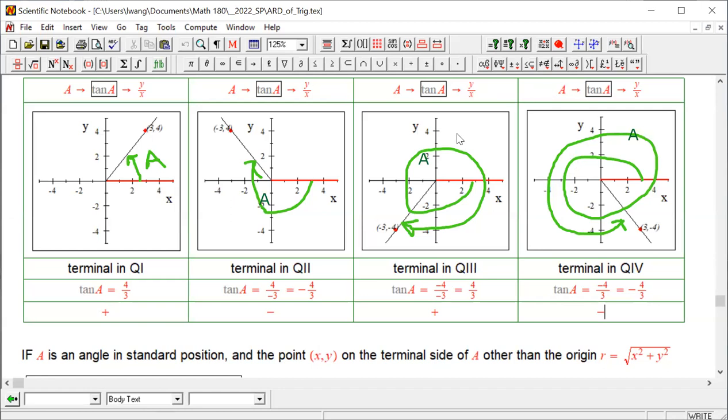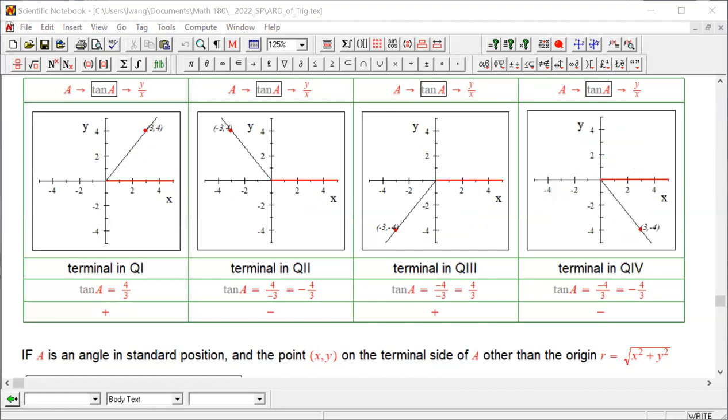Cotangent, in a similar situation, maybe we can insert another rule, because by definition cotangent is x over y. So it's a reciprocal of tangent. So let's make another table. We're going to summarize all of these after we're done with all of them.